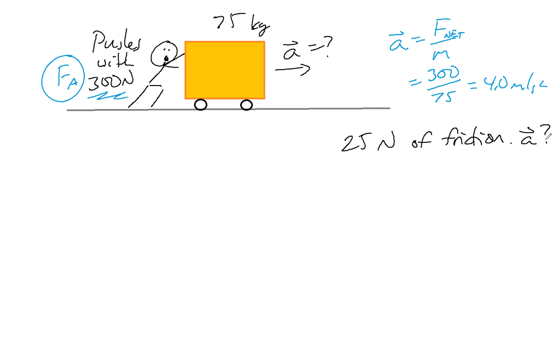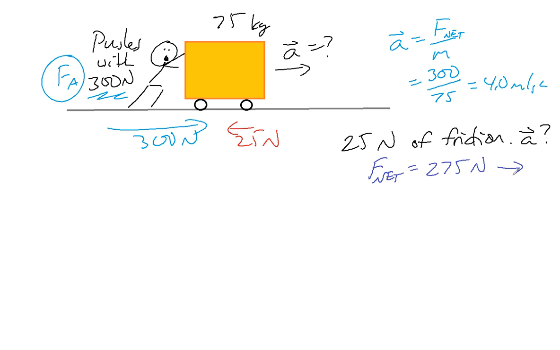Well, it's going to be pretty much the exact same thing, except we have to take into account friction. So he's pushing with 300 newtons this way, and friction would be kicking back with 25, trying to slow him down. All you have to do is subtract the two, and that would be your net force. So in this case, the net force would no longer be the 300, it would be 275 newtons towards the right. Okay, so again, for acceleration we always want net force. When there was just the one force, no big deal.